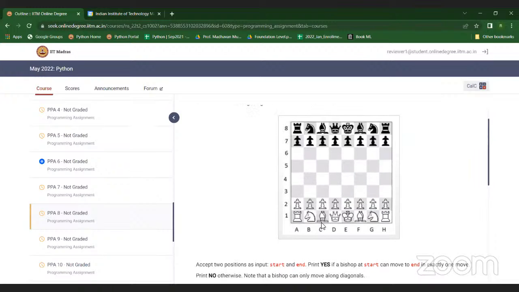So based on the input and based on the start and end, we should be calculating whether it can move from the starting place to the end place within a single move.